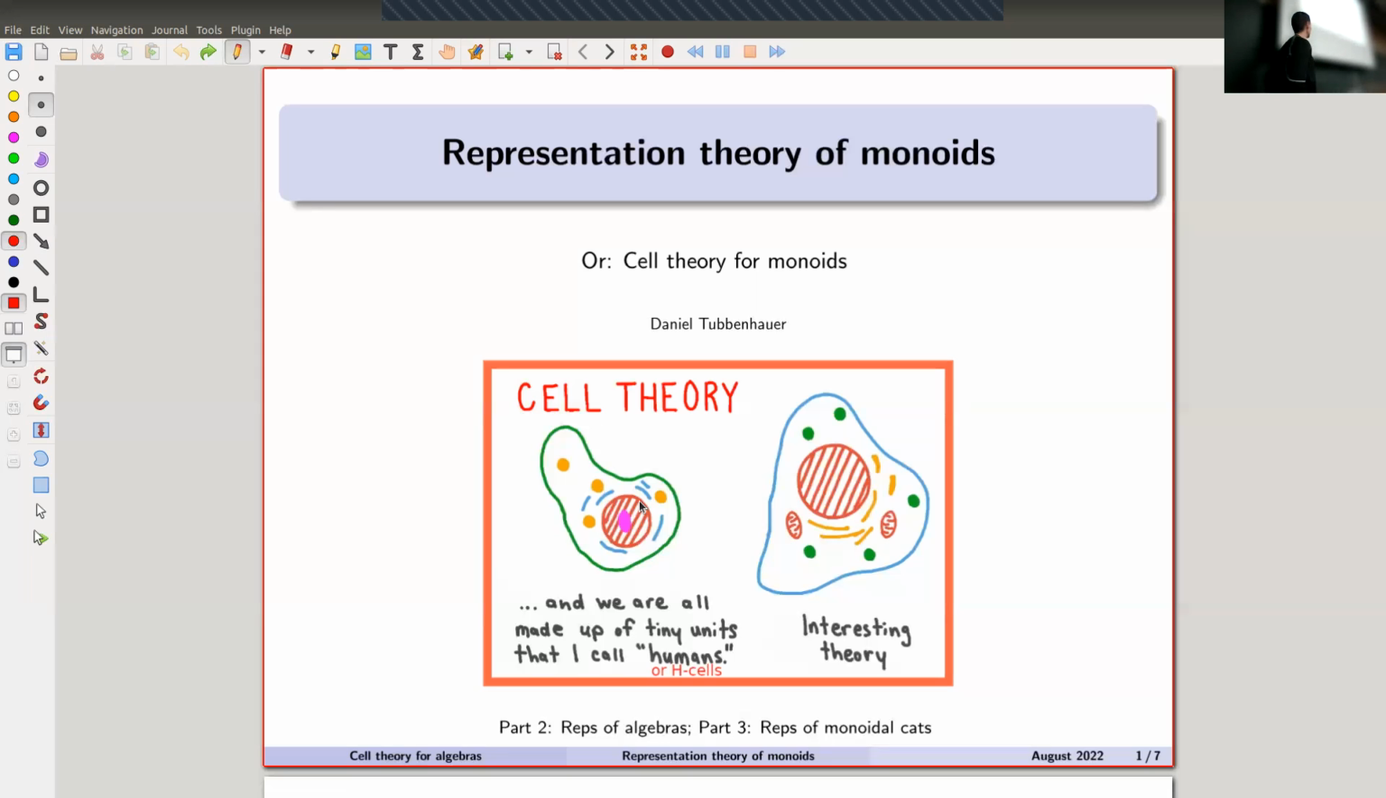So what I have in mind is I would like to tell you a little bit about cell theory and what it is. Here's a picture. So now you can go home and summarize the talk.